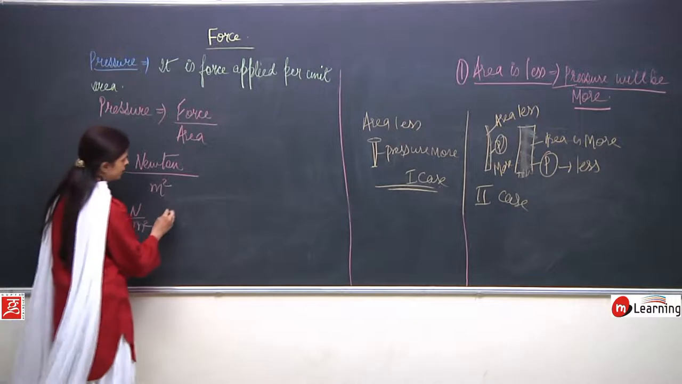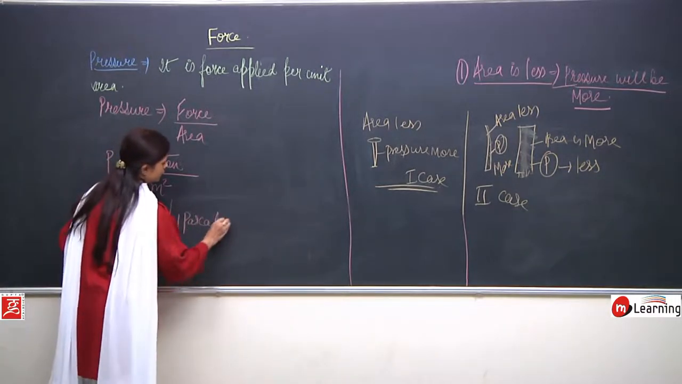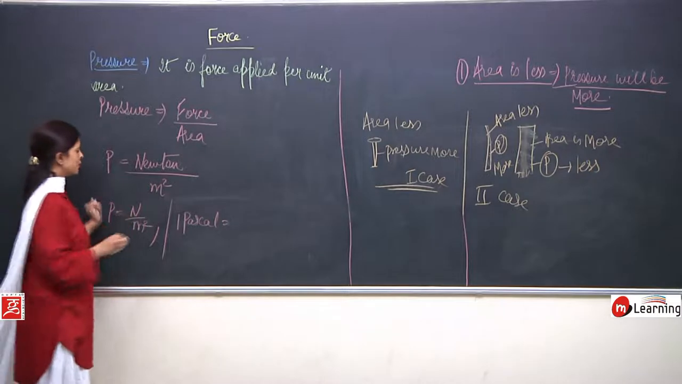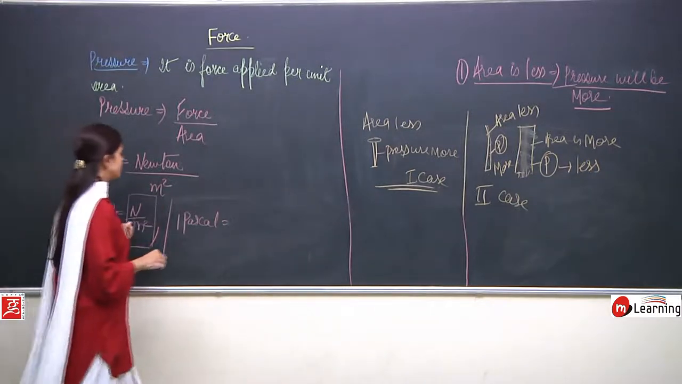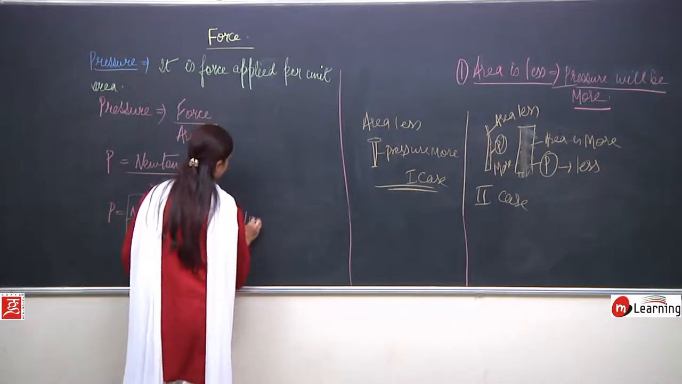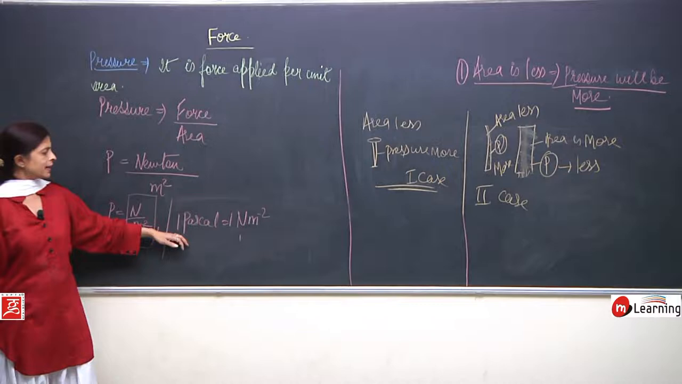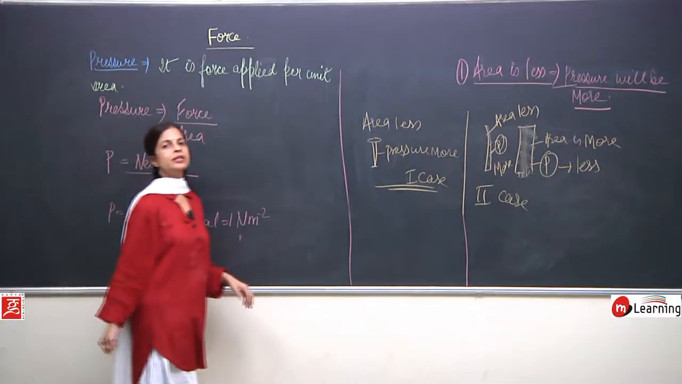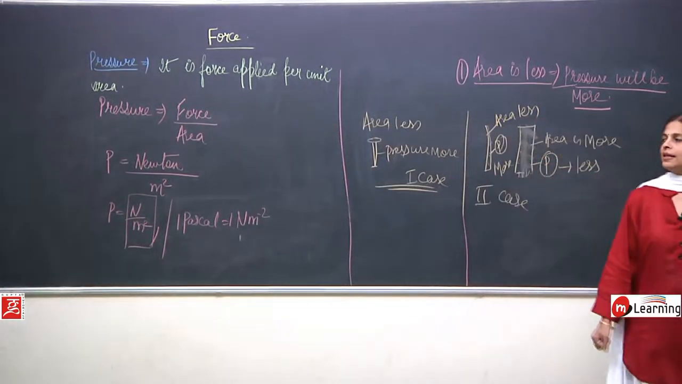So how can I write now, 1 Pascal? This unit is known as what? Pascal. So 1 Pascal is equal to 1 Newton per meter square. So this is what is known as Pascal.